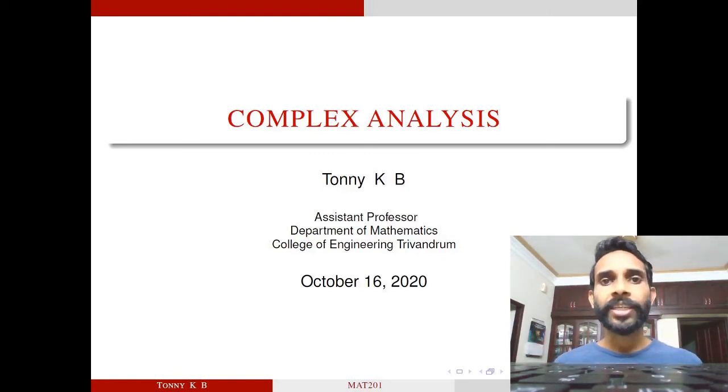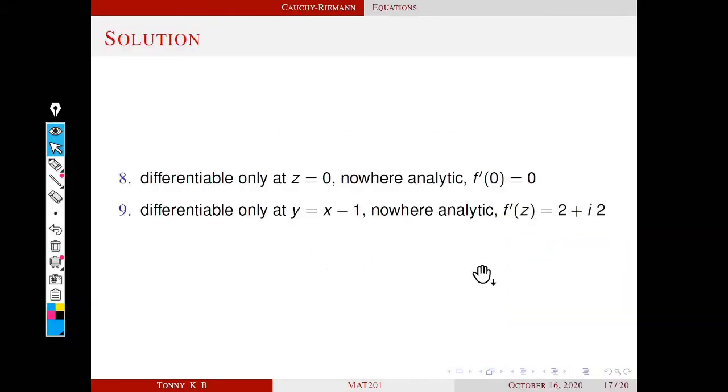Namaskaram. In last class, we have discussed Cauchy-Riemann equations and the relation between derivative and CR equations. In this session, we will solve more problems related to Cauchy-Riemann equations. Okay, let's start. These are the solutions of previous homework.